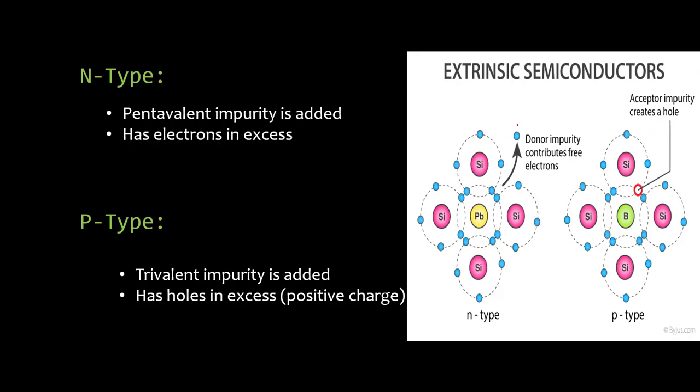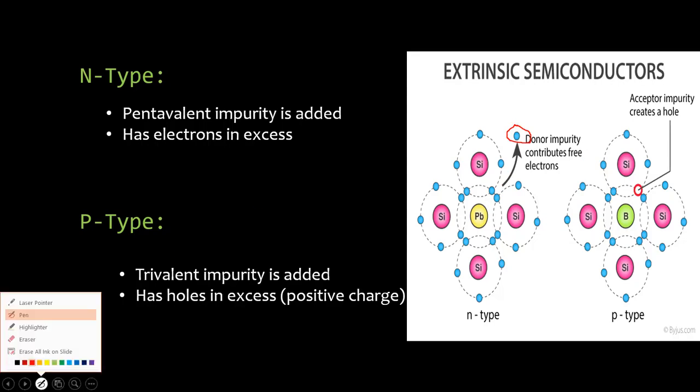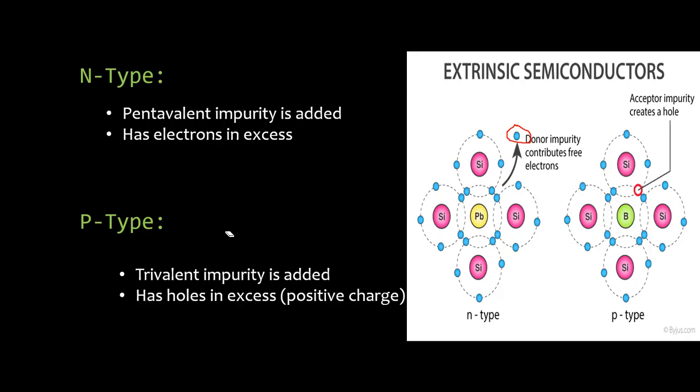This electron, a free electron, is gained. But in P-type semiconductors, a trivalent impurity is added. Trivalent impurity has atoms such as boron, that have 3 electrons in their valence shell. And one free space has been made there, which we call a hole, and we assume it as a positive charge.